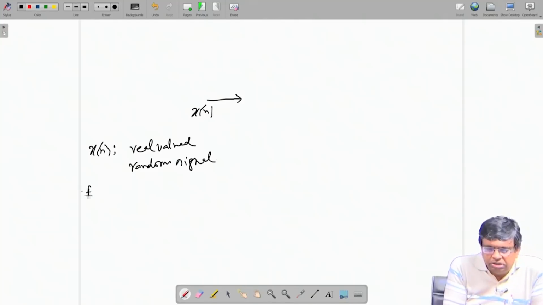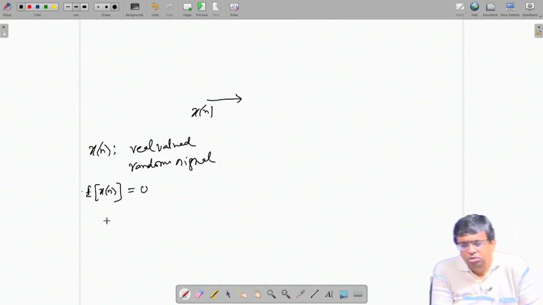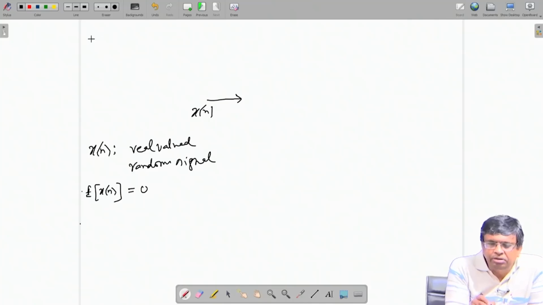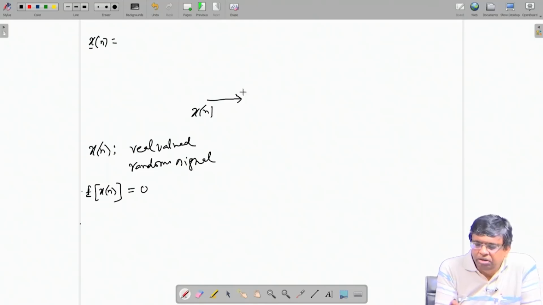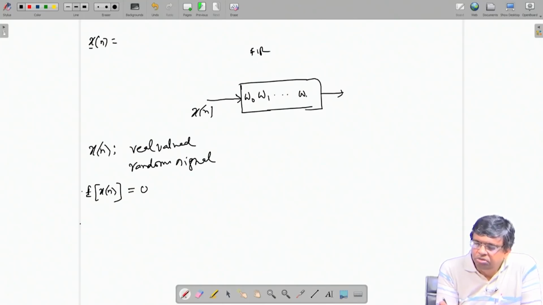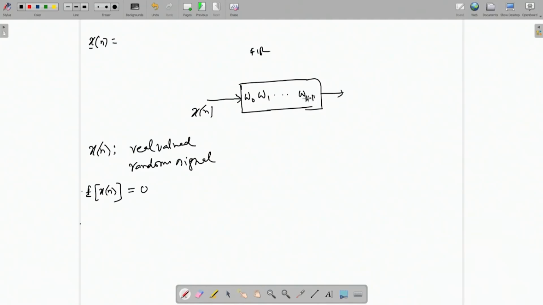One is, what is given is E of x n, that is expected value at any index n, it is 0. Another is, if I define a vector, first let me come to this figure. X n is there, I am filtering it through an FIR filter. Filter coefficients are like this: W0 to W n minus 1, capital N coefficients, 0, 1 up to n minus 1, output is y n.